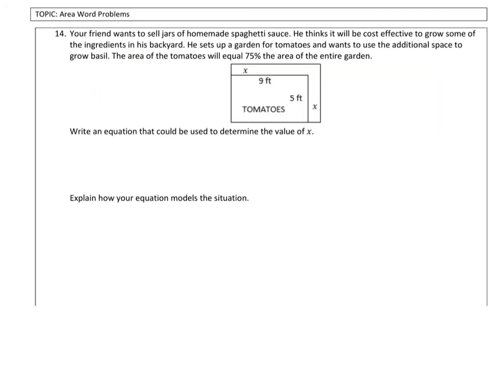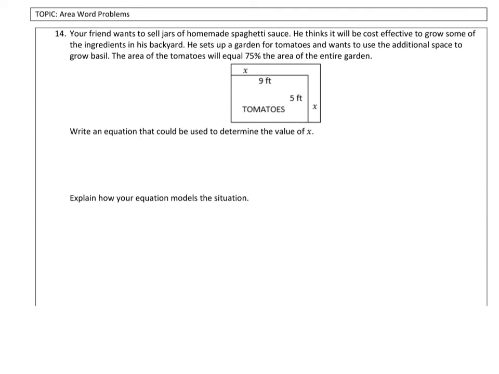Okay, number 14, we have a rectangle area word problem. It says, your friend wants to sell jars of homemade spaghetti sauce. He thinks it will be cost effective to grow some of the ingredients in his backyard. He sets up a garden for tomatoes and wants to use the additional space to grow basil. The area of the tomatoes will equal 75% of the area of the entire garden.